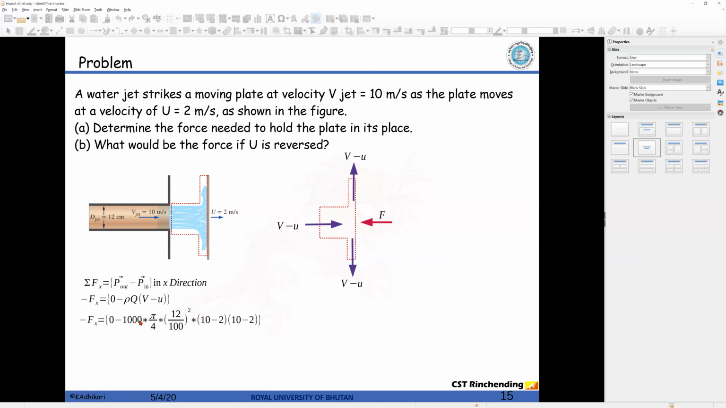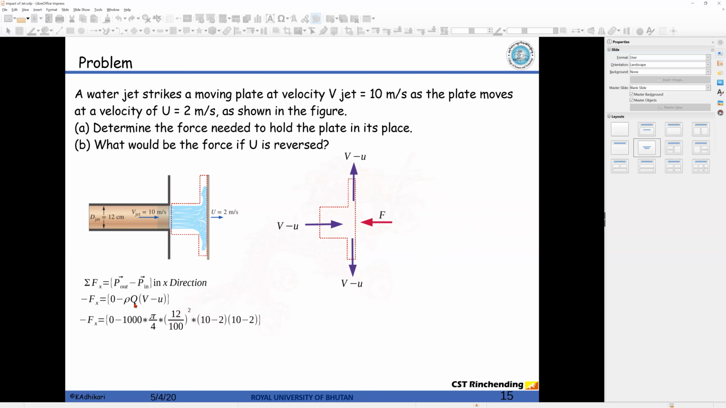Further, let's substitute the value. One more thing you need to be careful about in this calculation is how you compute Q. So 0 minus 1000, the density. Now Q is the area of the jet multiplied by the velocity of the jet. But here, the mass that is actually striking the plate is not the same as the mass coming out of the nozzle, because as the jet is striking, the plate is also moving, so all the mass is not striking the plate. That is what we need to understand here.